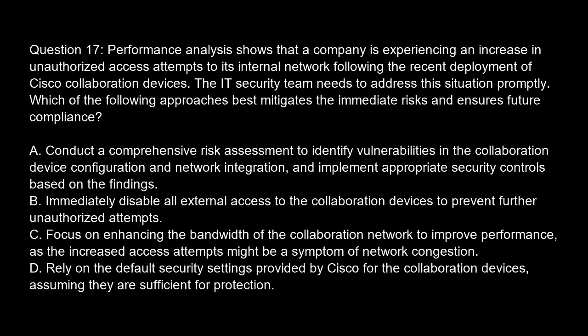Option A. Conduct a comprehensive risk assessment to identify vulnerabilities in the collaboration device configuration and network integration, and implement appropriate security controls based on the findings. Option B. Immediately disable all external access to the collaboration devices to prevent further unauthorized attempts. Option C. Focus on enhancing the bandwidth of the collaboration network to improve performance, as the increased access attempts might be a symptom of network congestion. Option D. Rely on the default security settings provided by Cisco for the collaboration devices, assuming they are sufficient for protection.